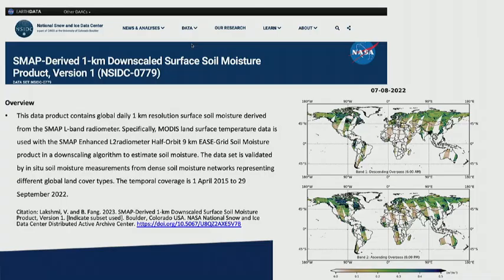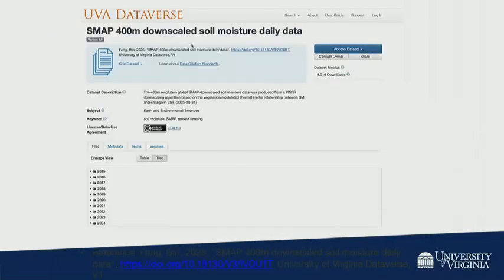Now, all of this data is free and available. The 1 kilometer data is hosted by the National Snow and Ice Data Center, NSIDC, and the 400 meter data is hosted by us. I think we should move it also to NSIDC, but any data you want, this is all free. I would only want your MasterCard numbers.